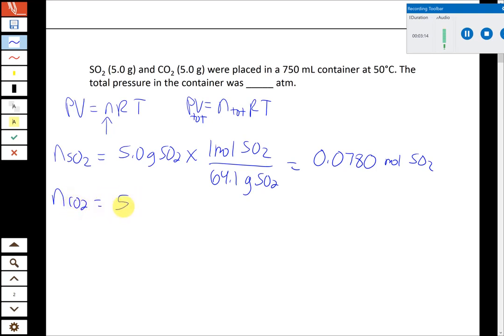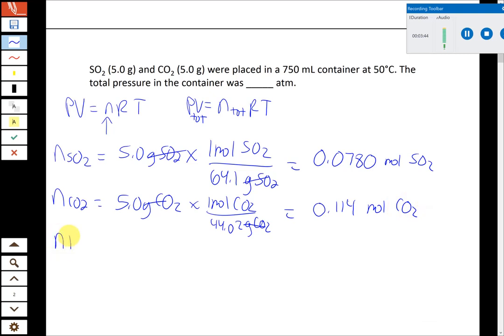We're going to do the same thing for CO2. We have 5 grams of that as well, but we have to use a different molar mass because it's a different gas. The molar mass of CO2 is 44. So this is just mass to mole conversions, which we've been doing relentlessly for the last few parts of the course. What we get for CO2 is 0.114.